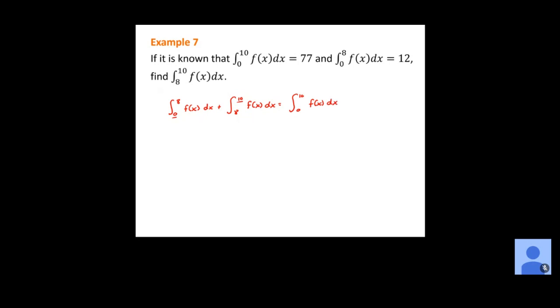Now we're just going to substitute what we know. The integral from 0 to 8 of f of x dx is 12. So I can put 12 here. We're looking for the integral from 8 to 10 of f of x dx. So this is what we're trying to solve for. And we know the integral from 0 to 10 of f of x dx is 77. And so if I want to get the integral from 8 to 10 by itself now, what would I have to do? Just subtract the 12. So now we have the integral from 8 to 10 of f of x dx. 77 minus 12, that should give us 65. And so this would be our value here.